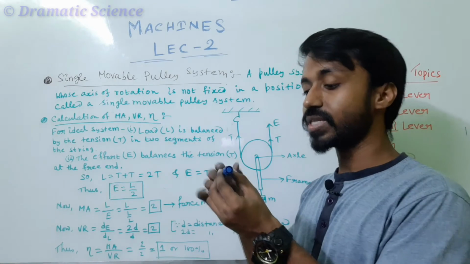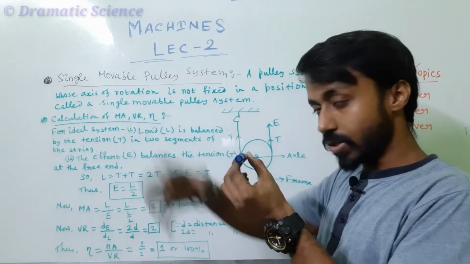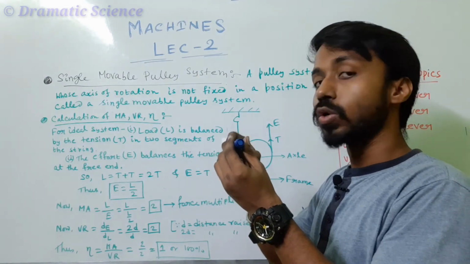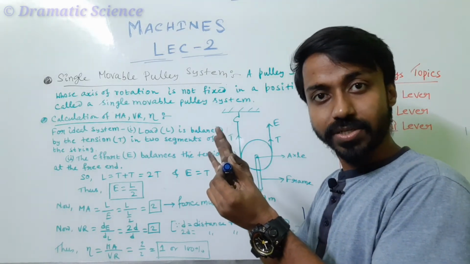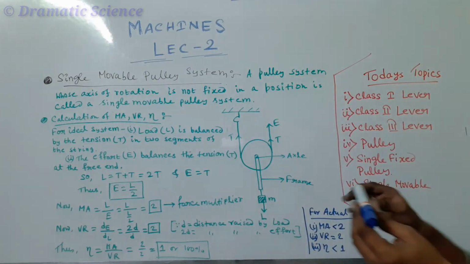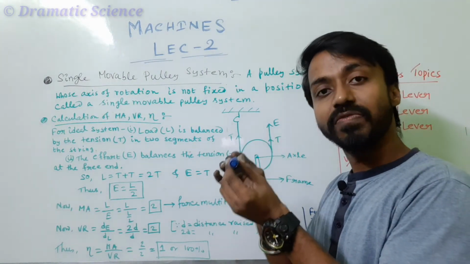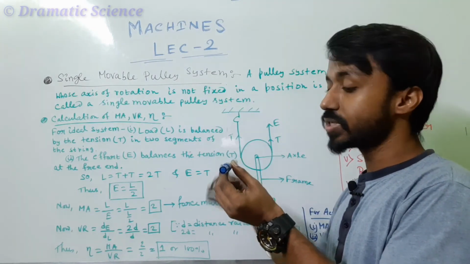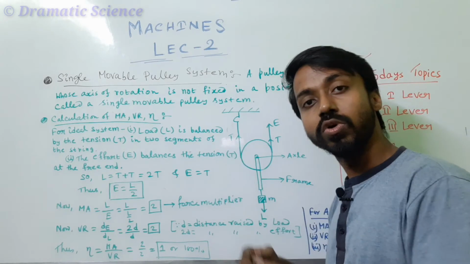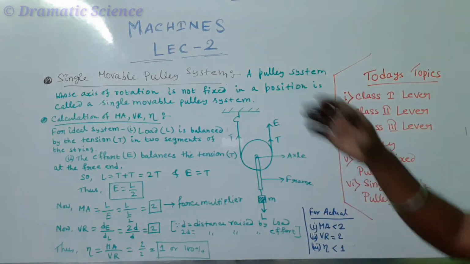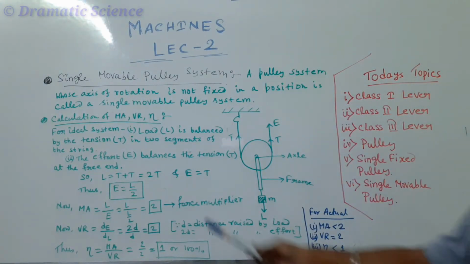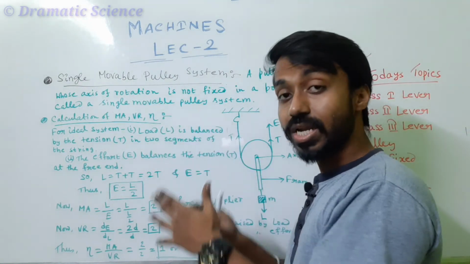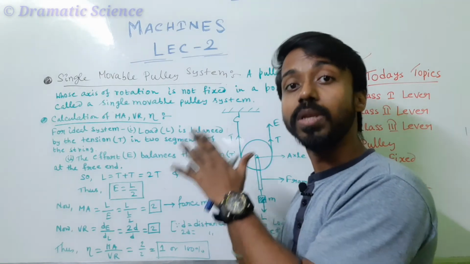That means, suppose this is the axis of rotation of a pulley system. This axis of rotation will also move with the pulley system. That's the difference. In the case of a fixed pulley, this axis of rotation will be fixed and the pulley will move. But in the case of a single movable pulley system, this axis will also move, right? Acha. So calculation of mechanical advantage, velocity ratio and efficiency. At first, we are considering an ideal single movable pulley system.